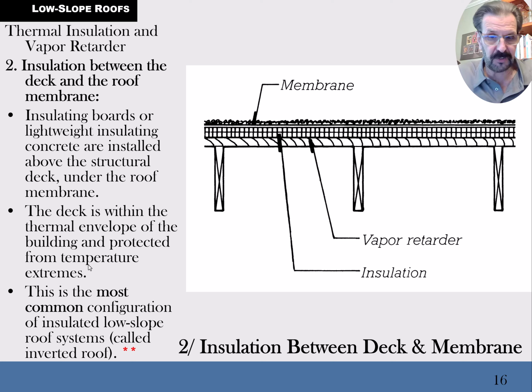This case 2 is insulation between the deck and the membrane. So that's pretty common, we call this an inverted roof. We literally flip the formula and we put the insulation on top of the roof deck, and then we put the roofing membrane on top of the insulation. And this is the typical model we do. If we're going to slope by having different thicknesses of insulation, that means you're going to have the roofing membrane on top of the insulation.